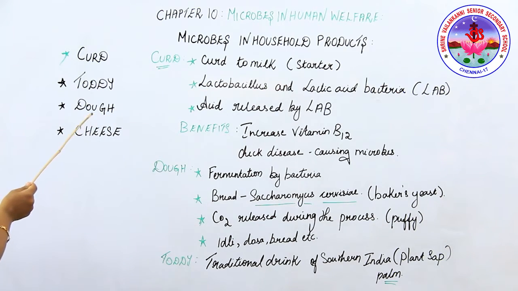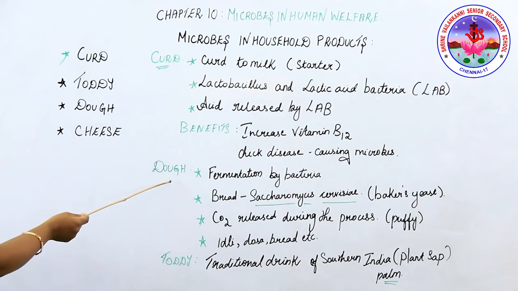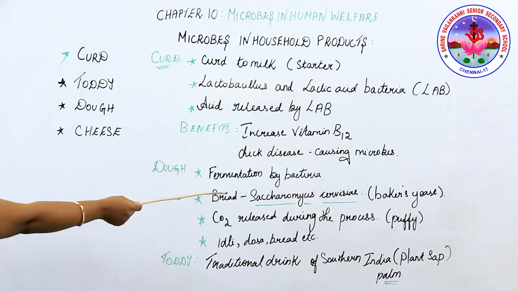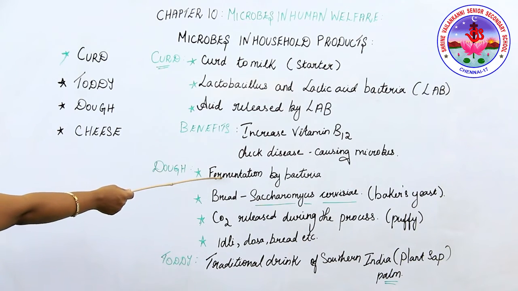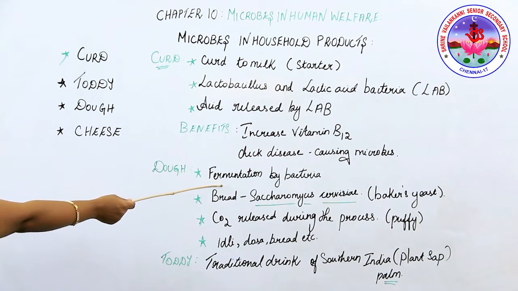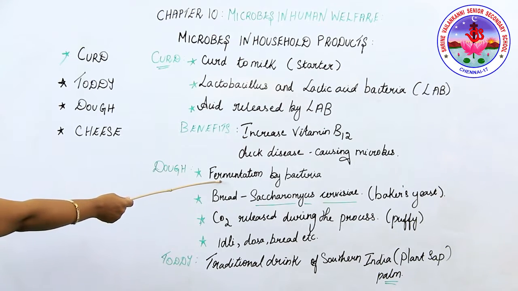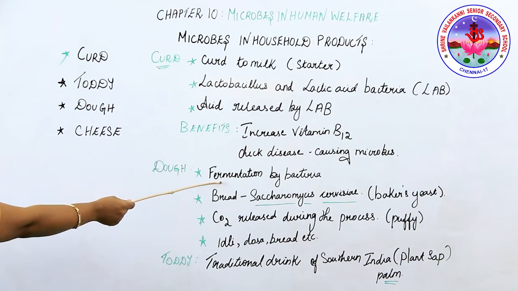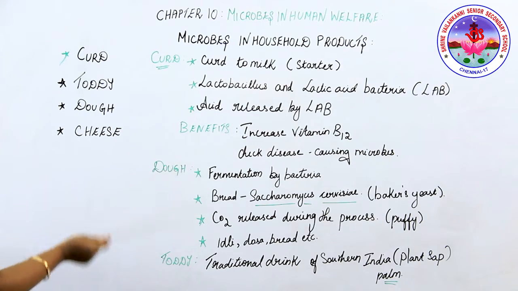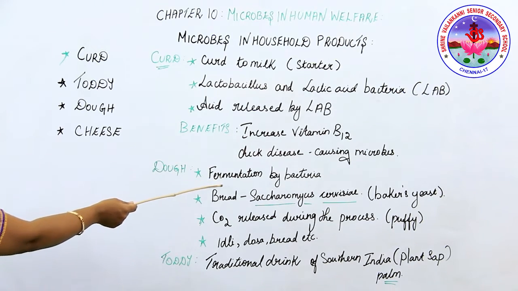Next we're going to study about dough, D-O-U-G-H. Dough is formed by the fermentation process. So what is the fermentation process? Fermentation is a metabolic process that produces chemical changes in an organic substrate through the action of enzymes. The study of fermentation is called zymology, Z-Y-M-O-L-O-G-Y.